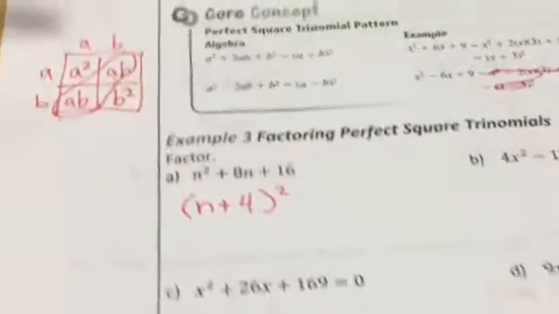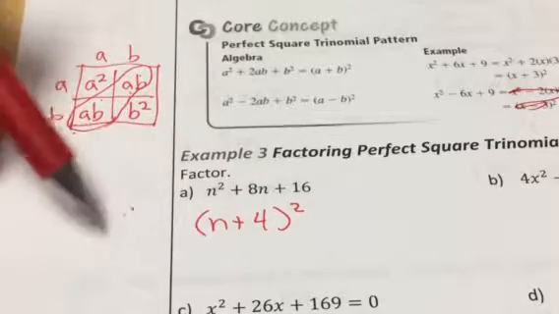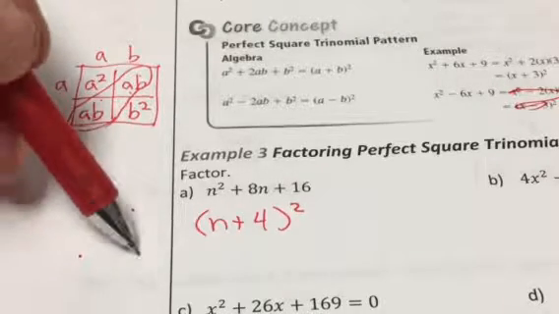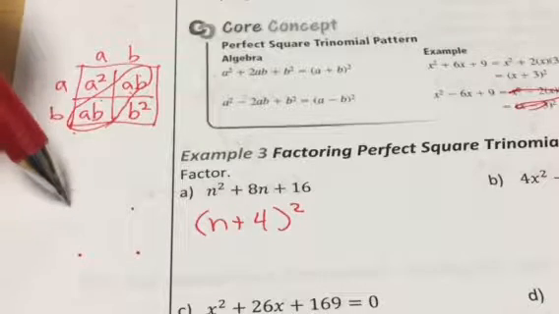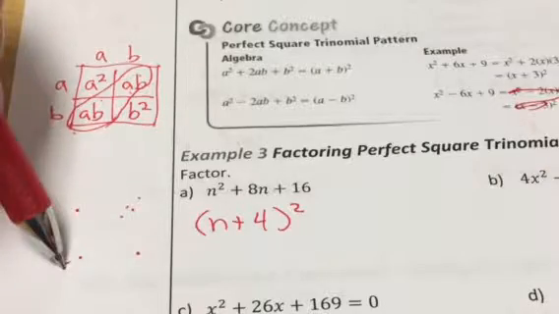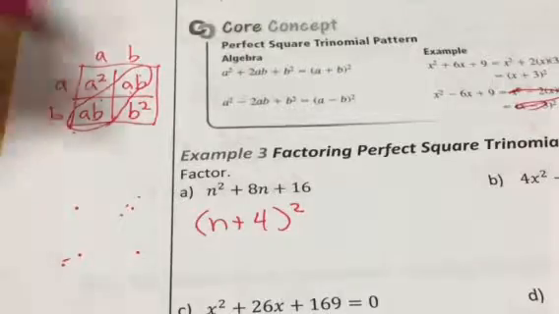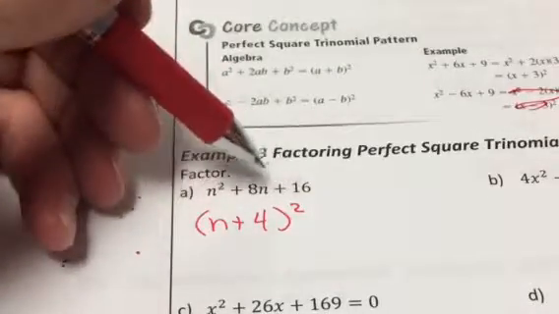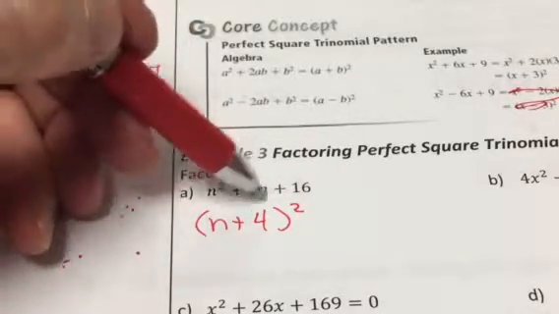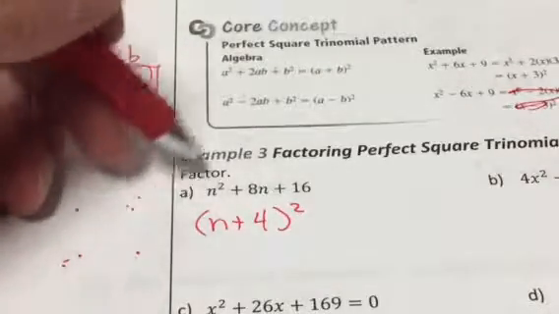Because we know that if we did a box, we would get 4n and 4n in those corner places. 16 would be in the lower corner, n squared would be in the upper corner, but these two would both be 4n's. And so that's how we know that it's going to end up like this. So take the square root of that and half of this. We also have to take the square root of the leading term.